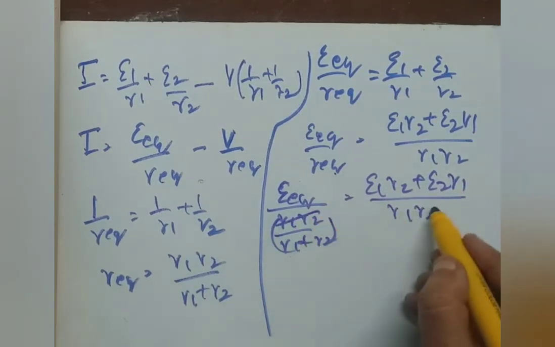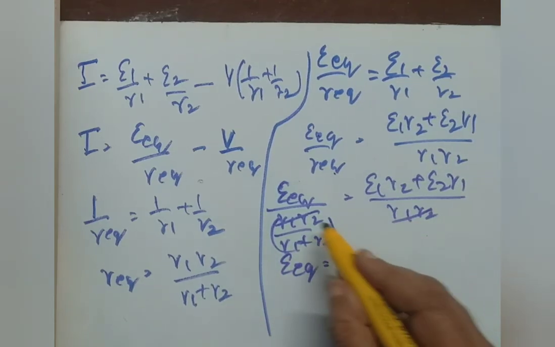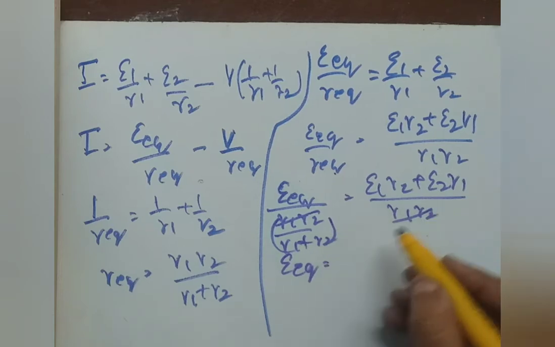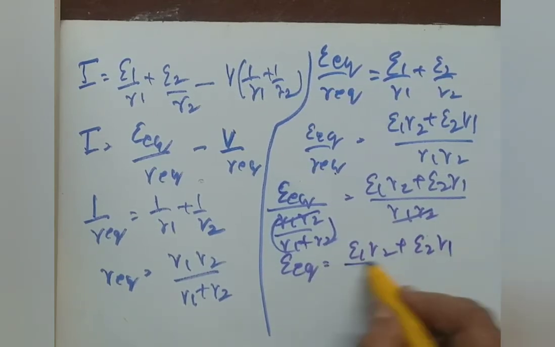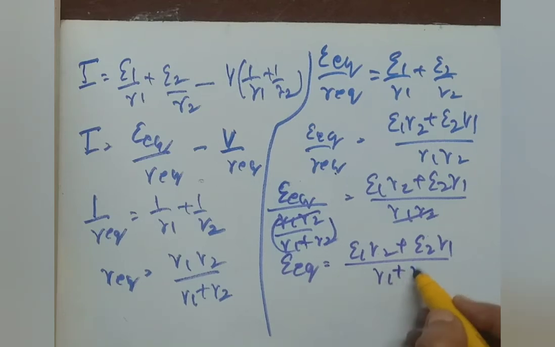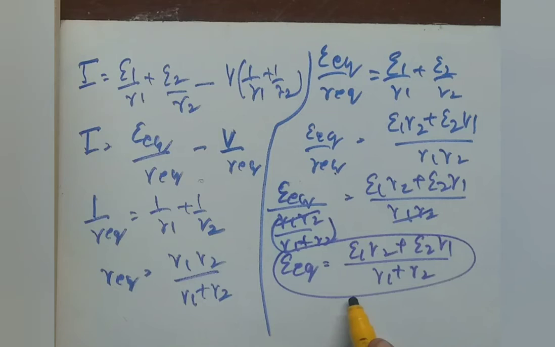Therefore, this R1 R2 cancels and we have E equivalent as, transferring this onto this side, E1 R2 plus E2 R1 by R1 plus R2. This is the expression for equivalent EMF, and this is the expression for equivalent resistance, internal resistance.